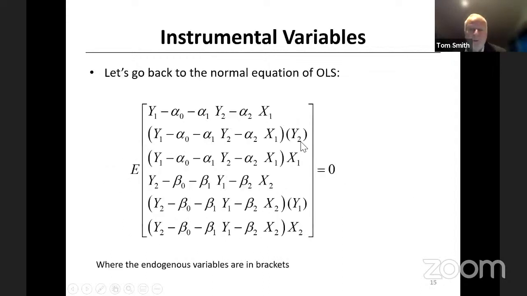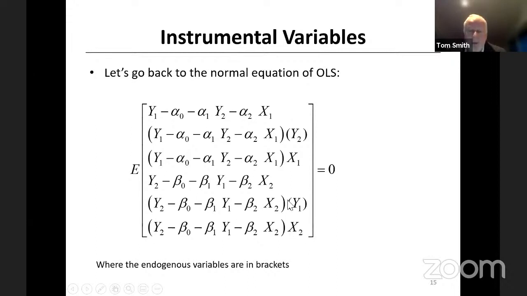However, if you just went back to the normal equations, this is the one defining the error for y1. This is the error for y1 uncorrelated with the first regressor, y2. The error uncorrelated with the second regressor, x1. This is the error for equation 2. This says the error for equation 2 is uncorrelated with y1, and the error for equation 2 is uncorrelated with y2, x2.